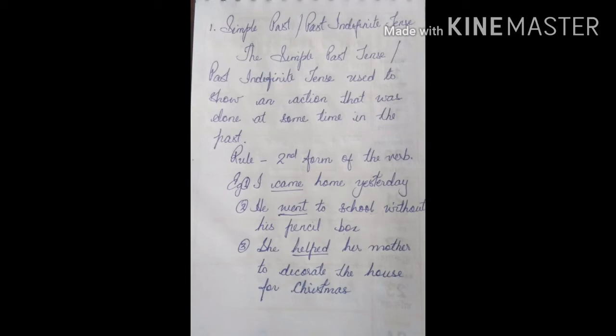The simple past or past indefinite tense is used to show an action that was done at some time in the past. Simple past or past indefinite tense kan ti chu thil kan ti zo to. Kan hun kalta thil kan ti zo to suina ani.